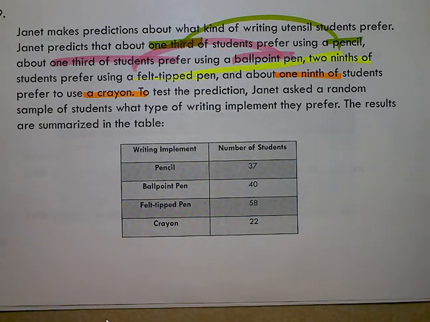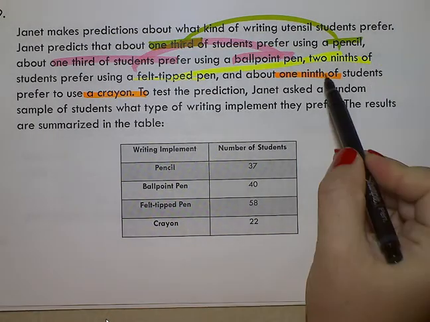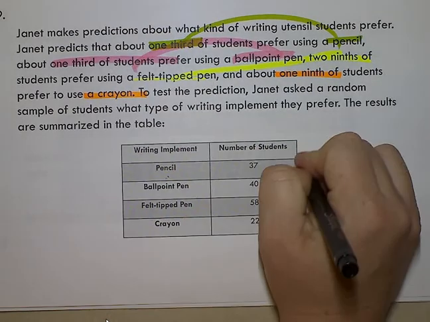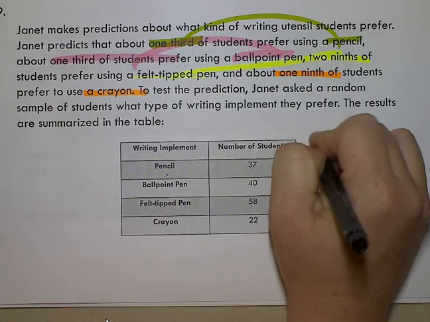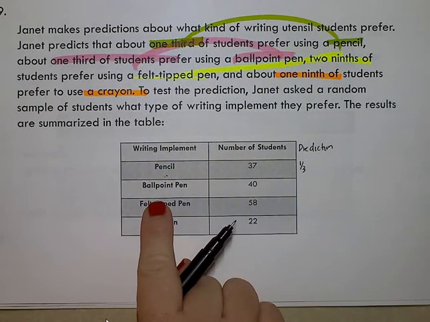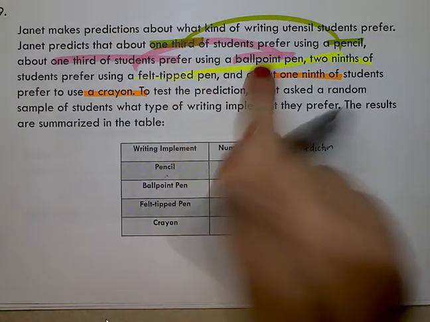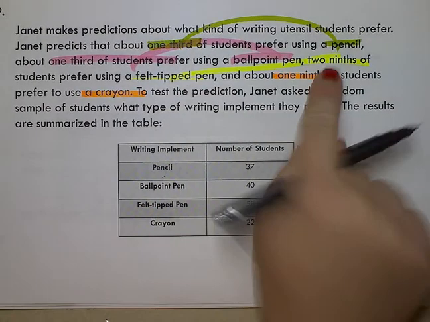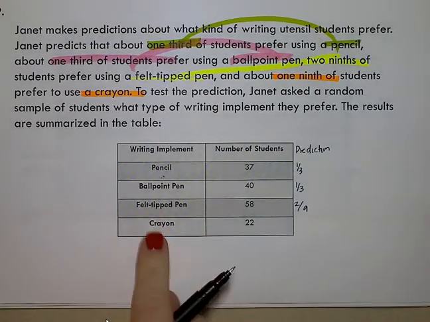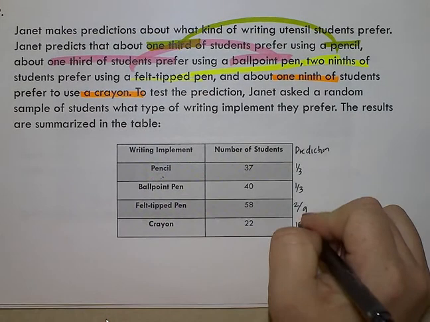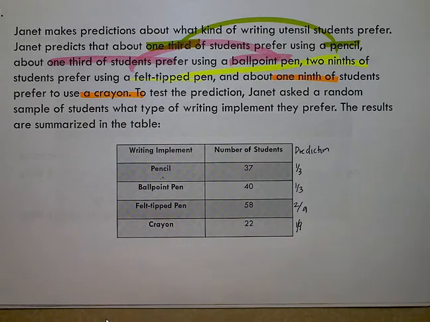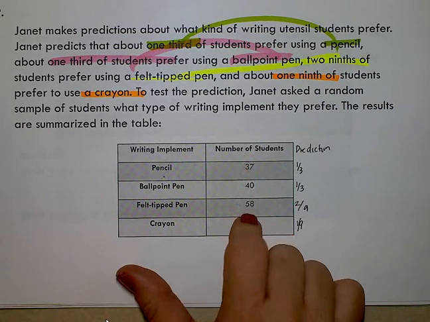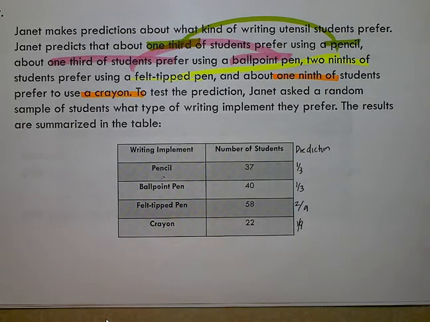So pencils, we know, let's find a pencil here. 1/3, so let's write 1/3. This is the prediction. And ballpoint pen is 1/3. And felt tipped pen is 2/9. And crayon is 1/9. Now, before we can figure out what the percentages were actually for the results, we have to come up with the total. Please add these 4 up right now.